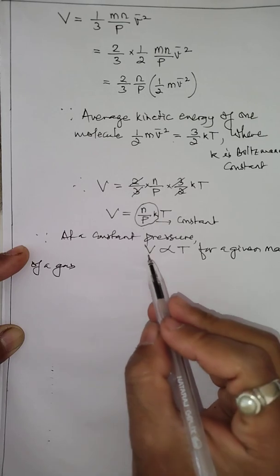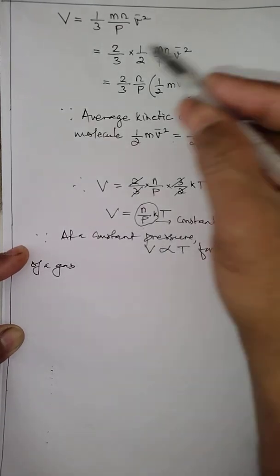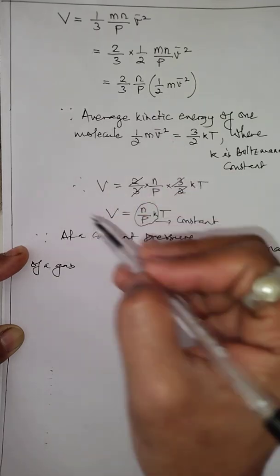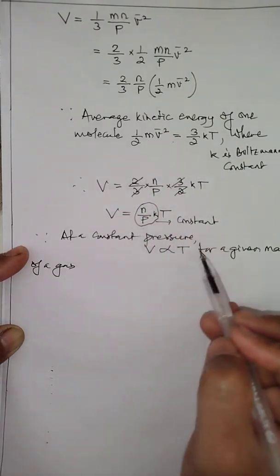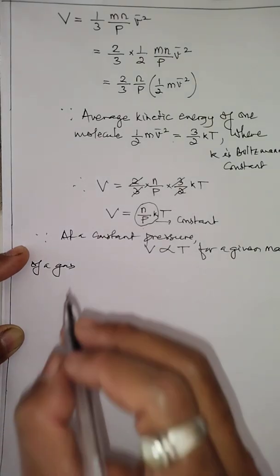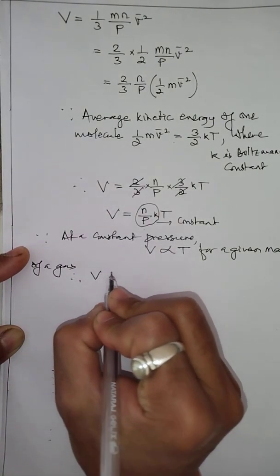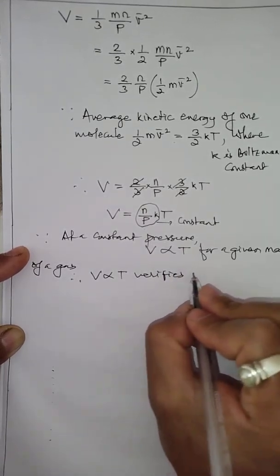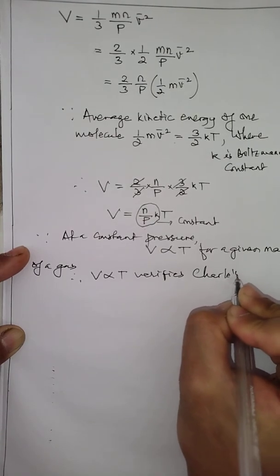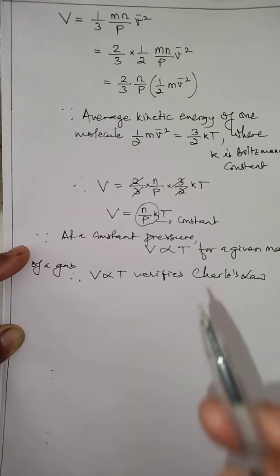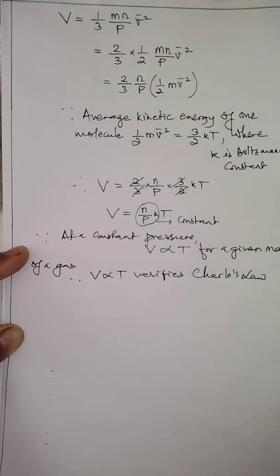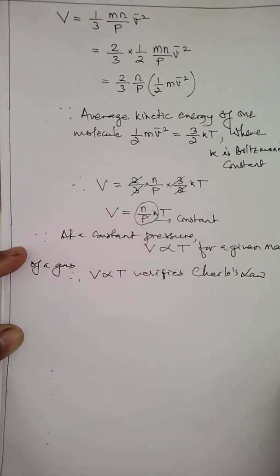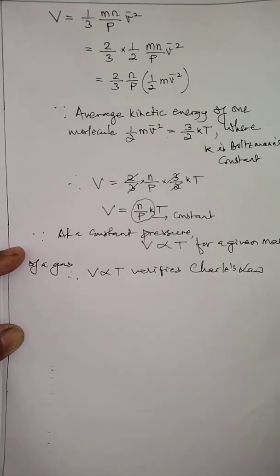So for a given mass of gas, V is proportional to T at a constant pressure. That we have verified from Charles law, and this is verified from the kinetic theory of gases. This relation is the relation of Charles law. Therefore, V proportional to T verifies Charles law. This is one of the important laws in the gas equation. Gas laws basically mean Boyle's law, Charles law and so on. Boyle's law is also verified, and Charles law is also verified from the kinetic theory of gas. This is the verification of Boyle's law and Charles law on the basis of kinetic theory of gas.